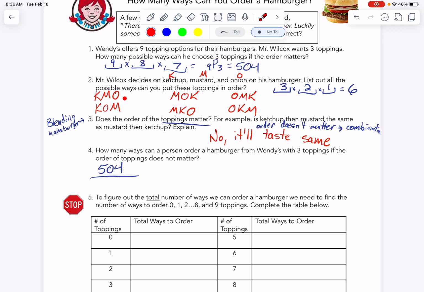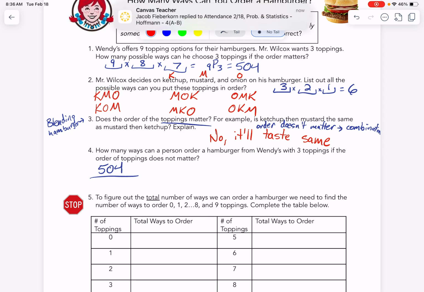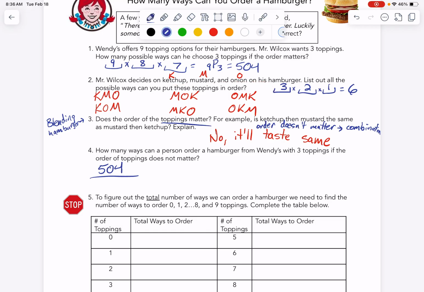So I have ketchup, mustard, onion. I could have things that aren't on here. So I could have chosen ketchup, mustard, lettuce, ketchup, cheese, lettuce, whatever. For any 3 that I choose, I have 6 copies that I need to get rid of. And the way we do that in math is we're just going to divide by 6. If I have 6 copies of everything, then dividing by 6 is going to account for that. If we do that division, 504 divided by 6, that gives us 84 different ways. So this is called a combination.